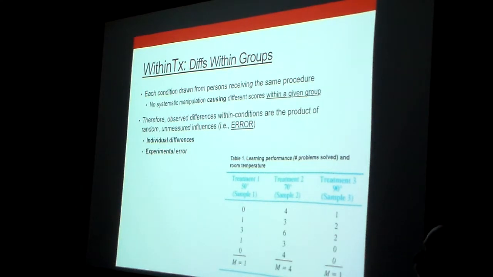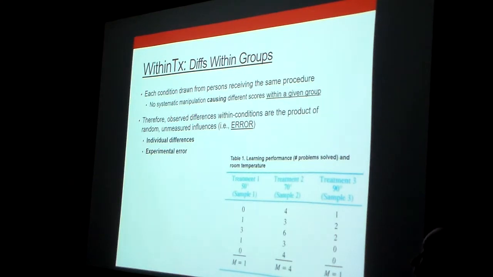Now, again, if we start adding in factors and other things, then that maybe starts to shrink our error. But again, at the end of the day, if the only thing that drives performance on this task is room temperature, Lauren, what should these scores look like? If the only thing is temperature, they should all be the same, right? Are they all the same?